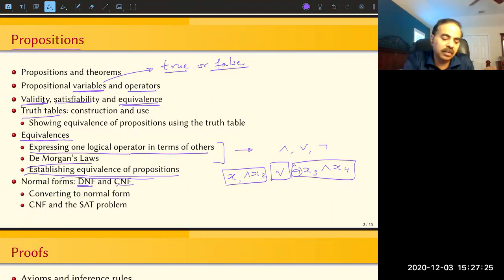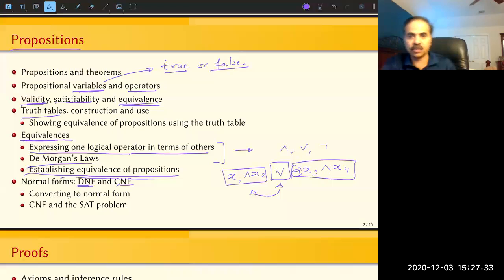Similarly, we defined a conjunctive normal form where the roles of AND and OR are interchanged, right? So in a conjunctive normal form, at the top level, you have all conjunctions, and at the second level, you have all disjunctions, and then at the third level, you can have negations, right? Negations need not always be there, but if they are there, then they'll be at the third level.